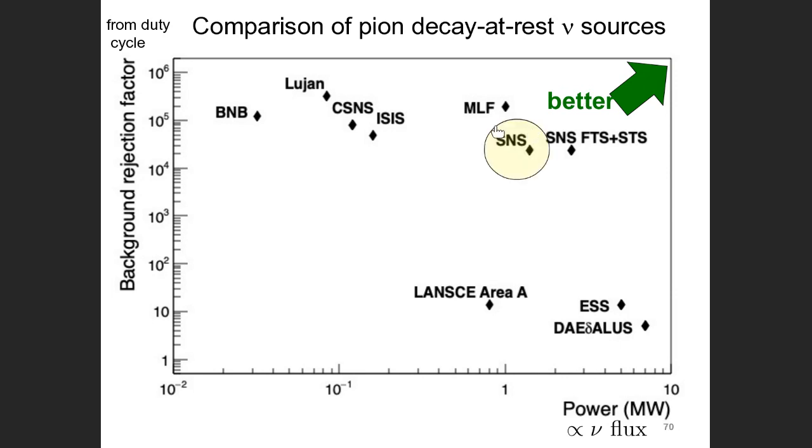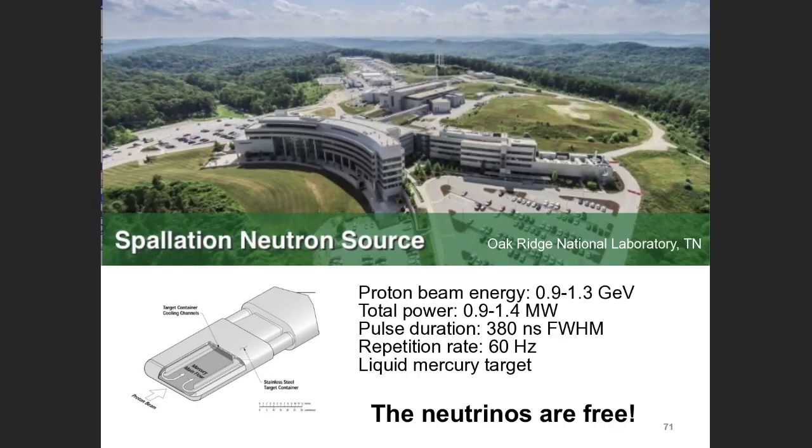What I'm going to talk about is the measurements at the Spallation Neutron Source in Oak Ridge, which has very good properties. This one here, FTS plus STS, there's actually a planned upgrade, which will increase the available neutrino flux.